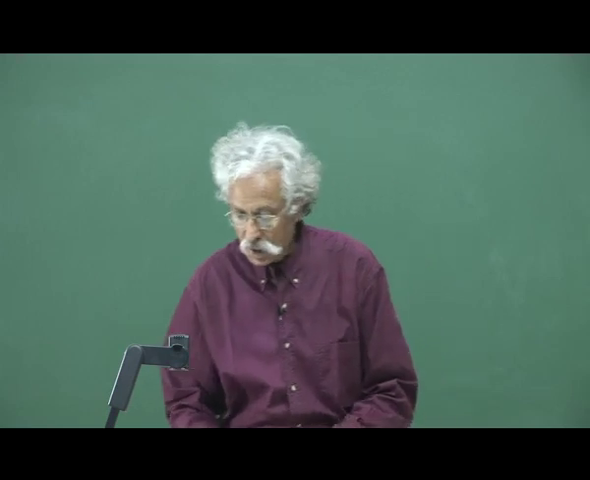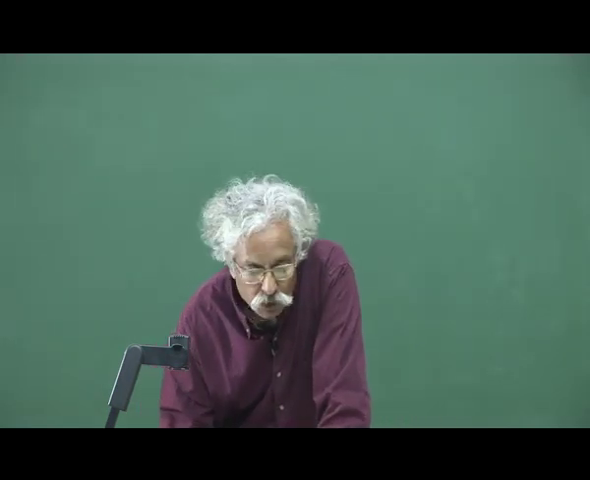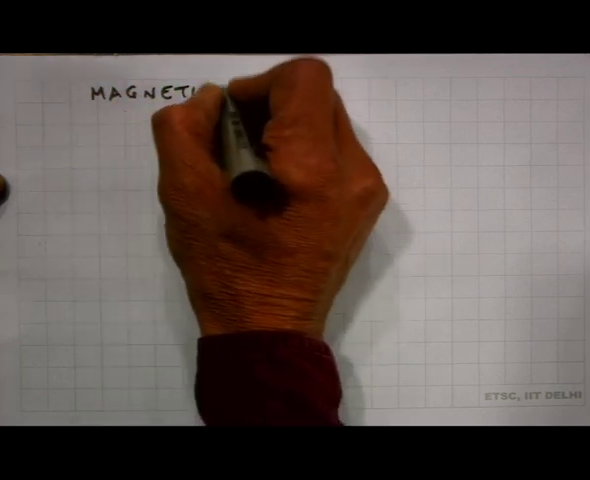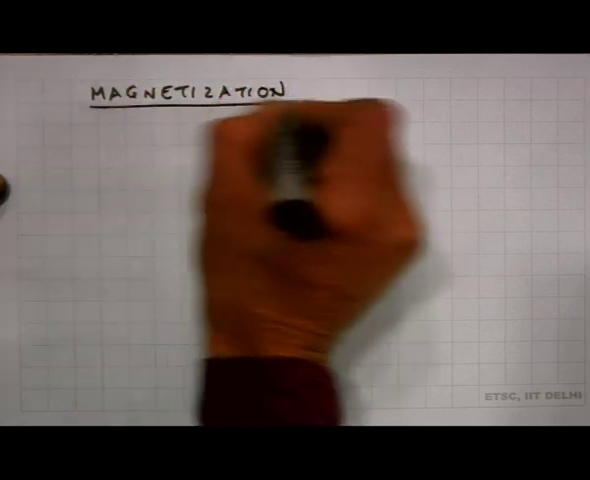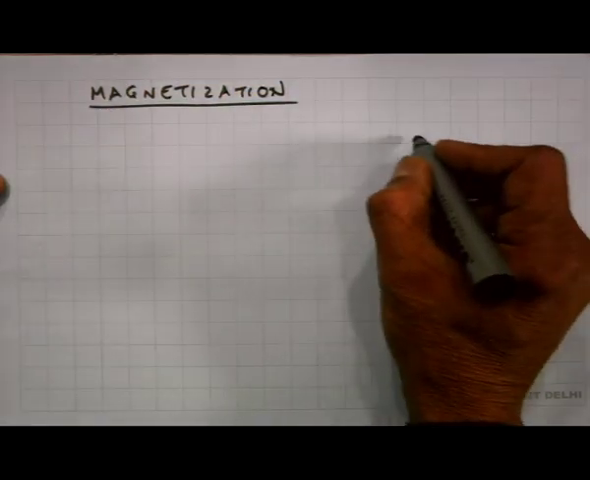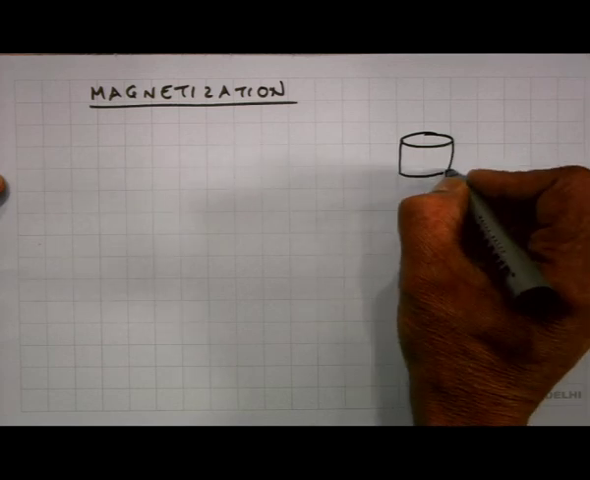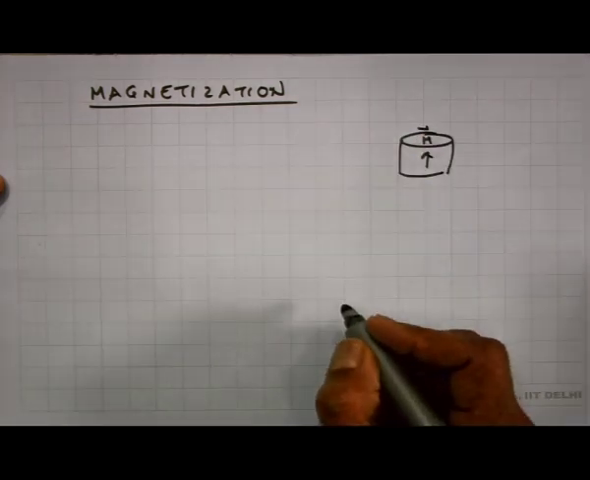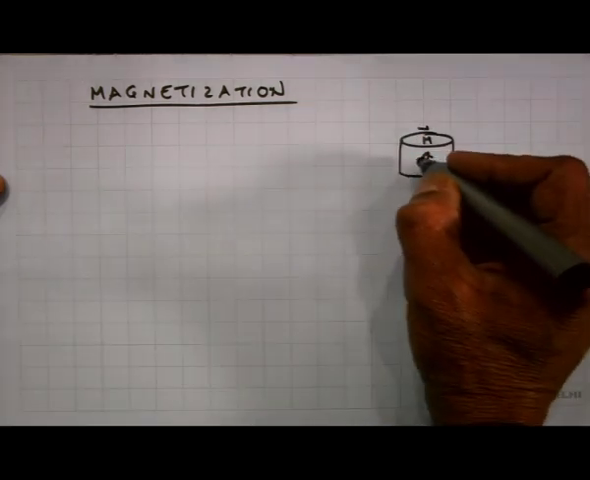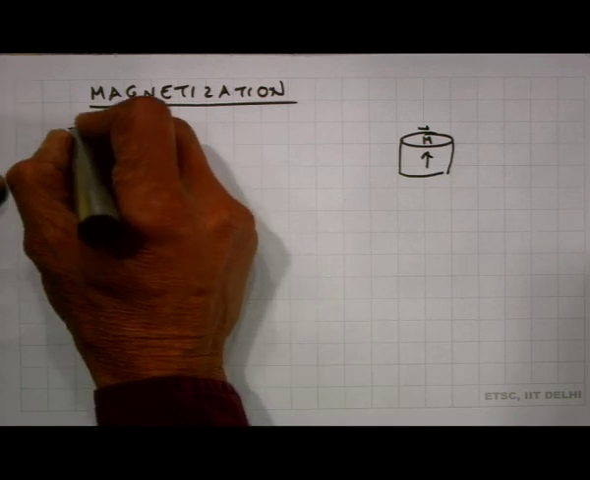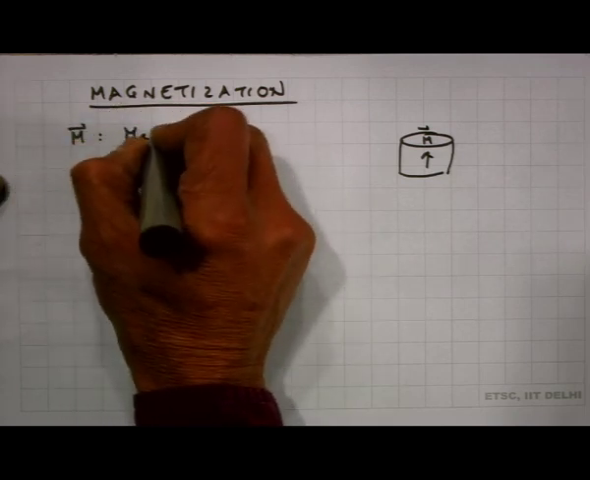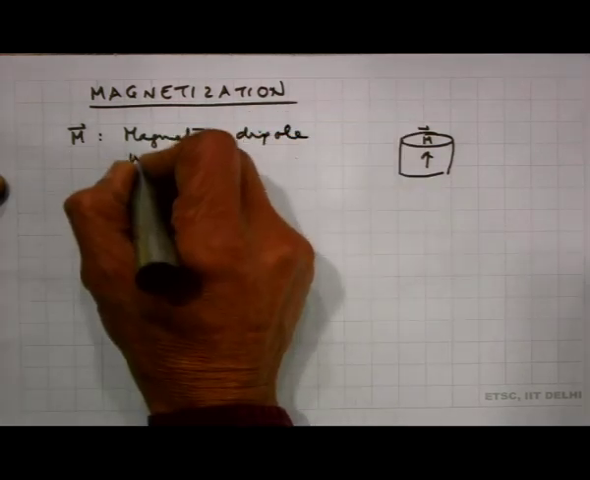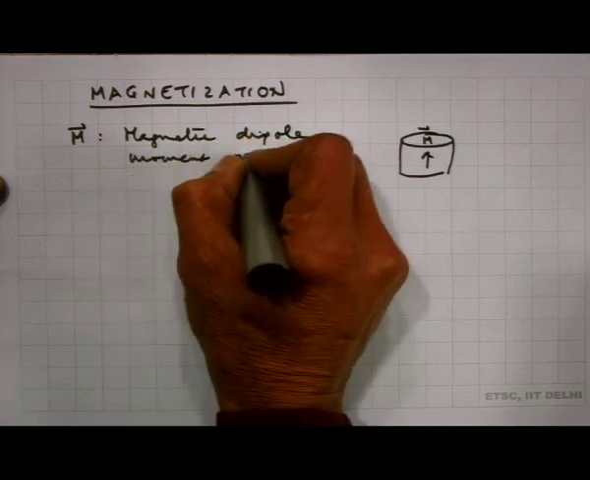So, let me recall that we are looking at magnetization. We have seen that if you take a cylinder like this, magnetized in this direction parallel to the axis, then this magnetization, that means it is magnetized, meaning that magnetization is magnetic dipole moment per unit volume.